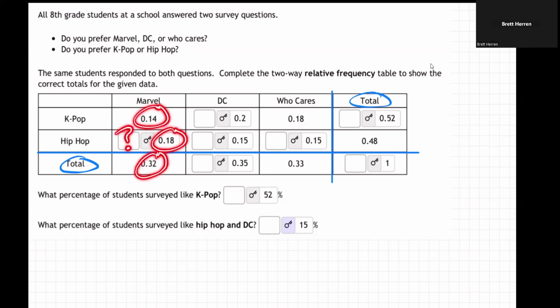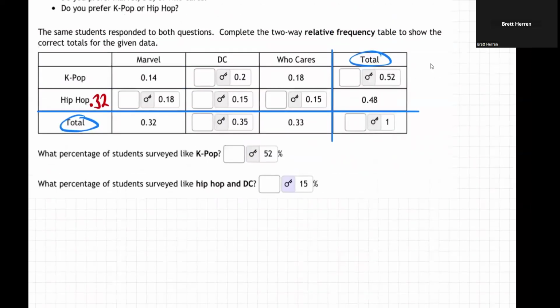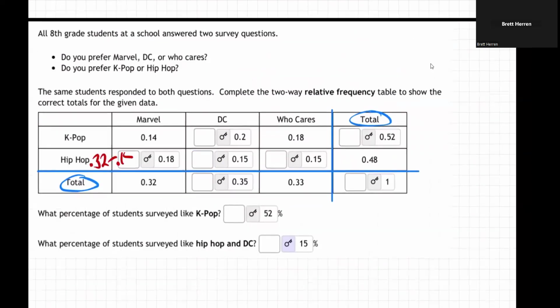So how did they find this hip hop answer? Well, they just took 0.32 and here, let me change the color so it's more clear. They took 0.32 and they subtracted the 0.14, right? Because 0.32 is the total. 0.14 plus something is 0.32. So take the total minus 0.14 and you get the 0.18. See, the table's totals go down, they add up down, and they total across, right?